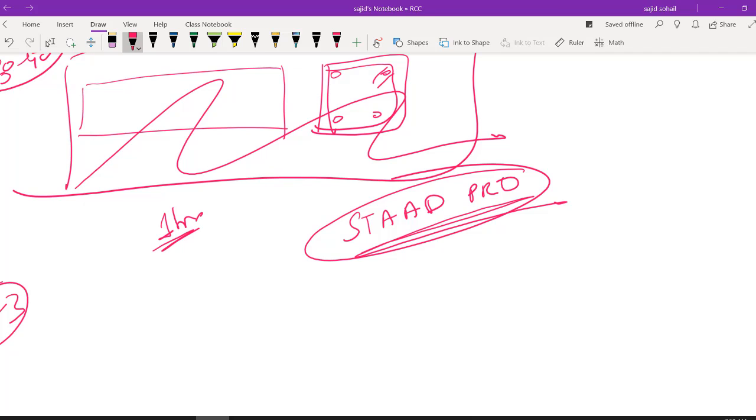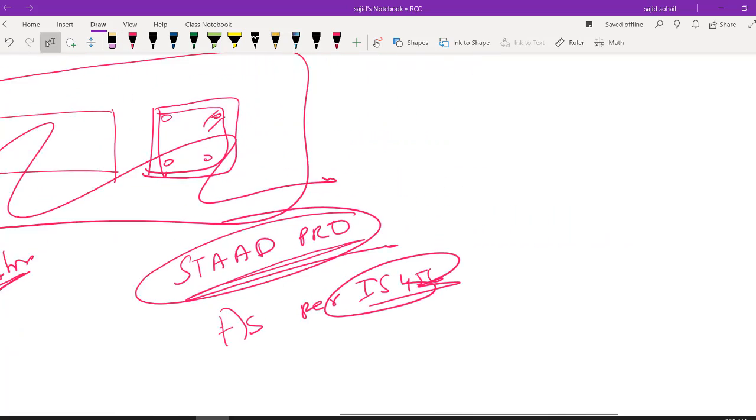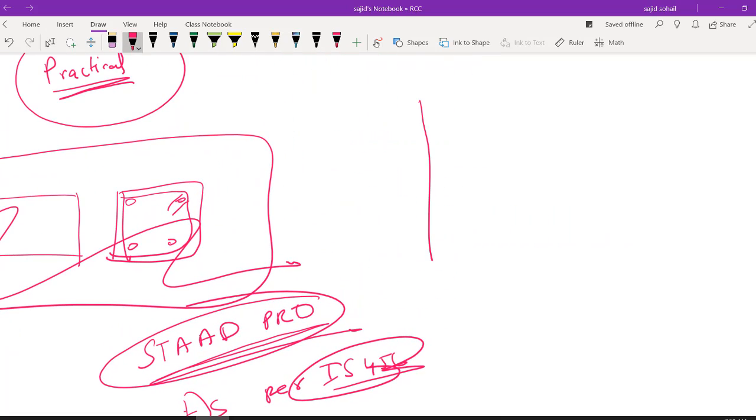We just have to give the inputs and tell the software, please use IS 456. As per IS 456, please design it, and it will give me all the details of this design as per IS 456. मैं आपको दिखा दूंगा सॉफ्टवेयर कैसे रहेगा also. But let us be very clear how and what happens practically on field.